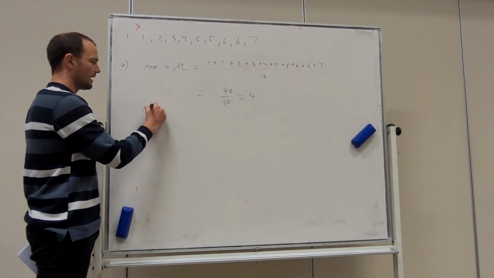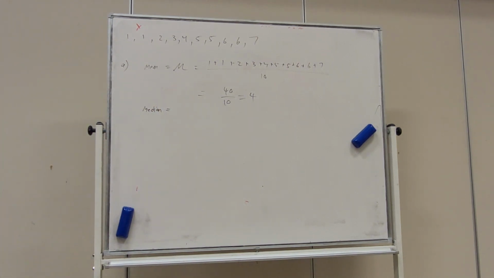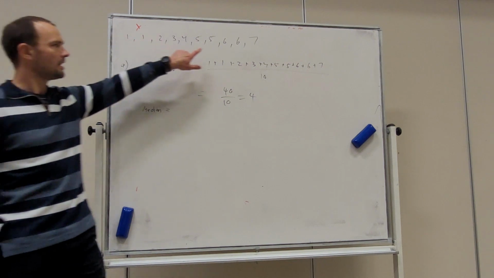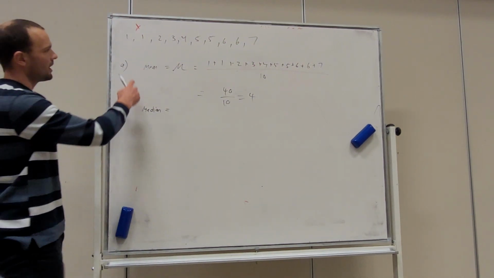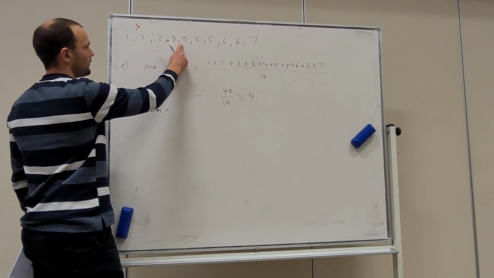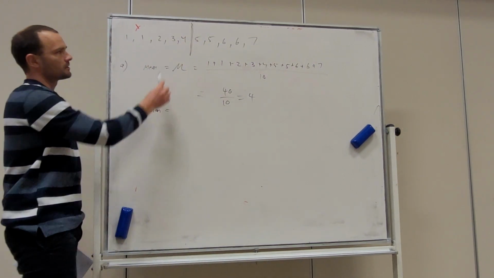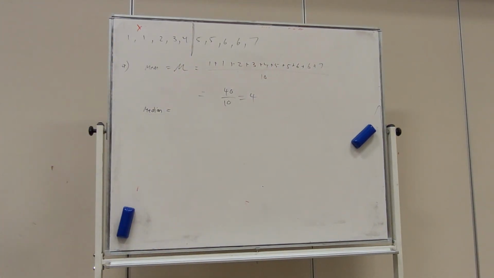Okay, next we have the median. The median is the data piece that lies in the middle when they're written in ascending order. And we can see that they're written in ascending order because 1 is the lowest and 7 is the highest. So we have 10 data values. So 1, 2, 3, 4, 5, the middle is here. This is the middle, because we've got 5 data pieces there and 5 data pieces there.